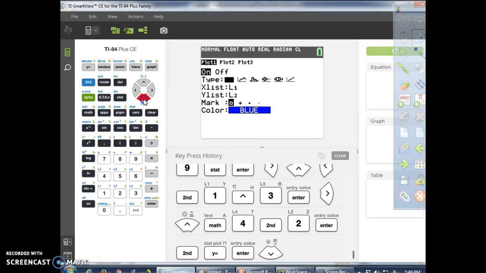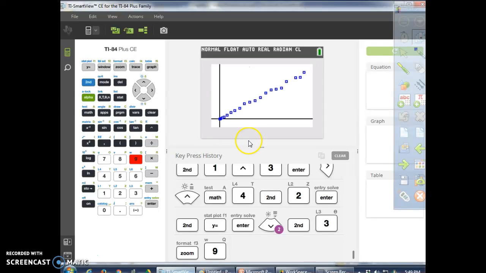And again, it's going to be list 3 versus list 2. So I have my length cubed versus my weight. And you can see how it's definitely linearized. So that's one relationship we're going to explore.